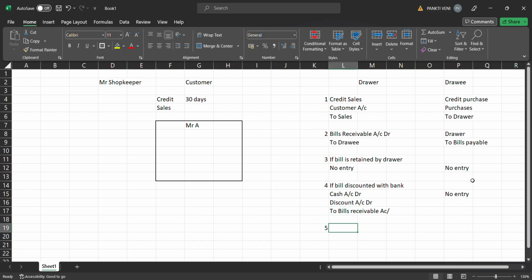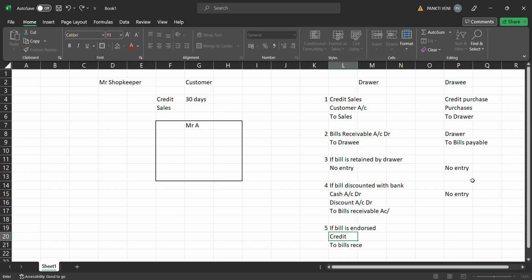Then we have point number 5. Point number 5 is if the bill is endorsed. I am endorsing my bill. In this case, I am supposed to pay, I am the shopkeeper, the drawer of the bill, I am supposed to pay the same amount to my friend Mr. B. So I'll endorse this bill to Mr. B. So I'll give bills receivable.